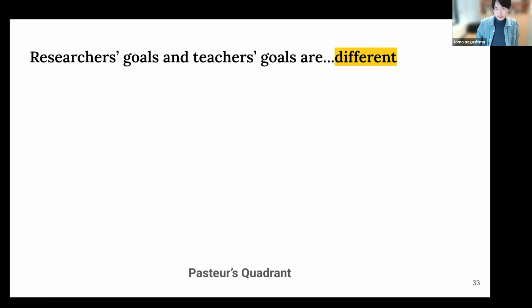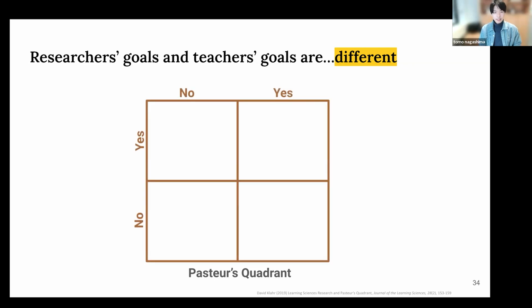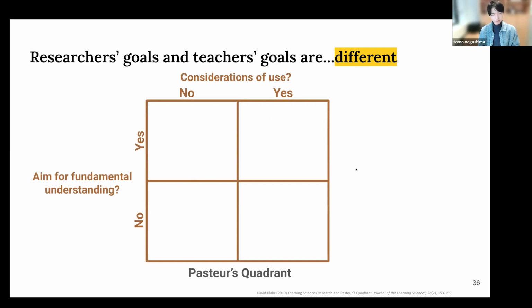Another way to look at this, which might be helpful, is an idea called Pasteur's quadrant. This idea can be used to categorize research, not only in education research, but also in other research in general, into different quadrants. The rows, yes or no, represent whether your research aims for fundamental understanding about the science. And the columns represent whether your research considers the practical use in society.